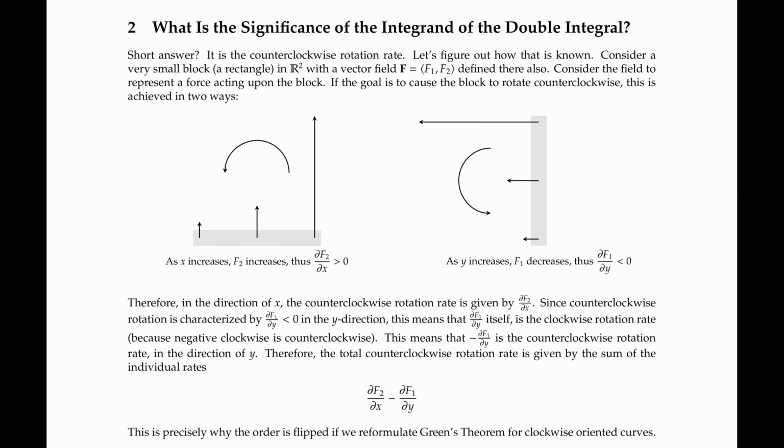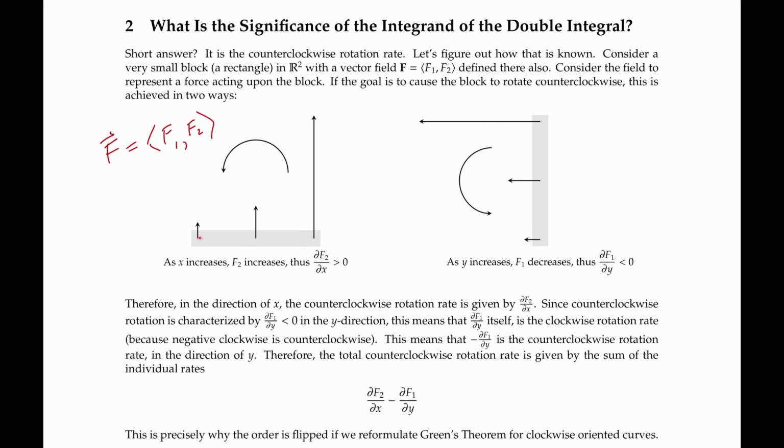So what's changing here? Well, if we think of our vector field as F1, F2, then what's happening in this first picture? Well, in this first picture, as we move to the right, so as we move in the x direction, what is happening to F2, which is the y component? Well, it's getting bigger. So F2 would be increasing as x increases. So that's exactly where we get this from.